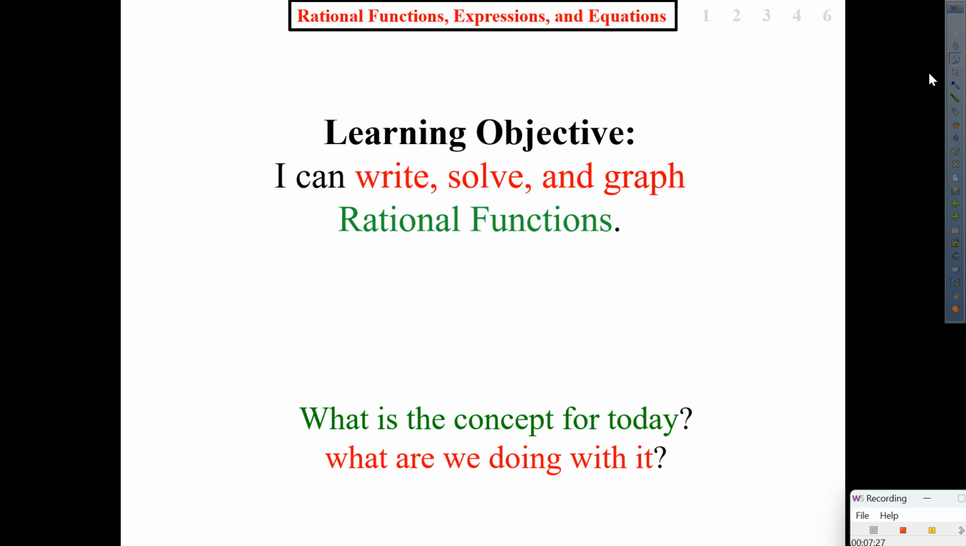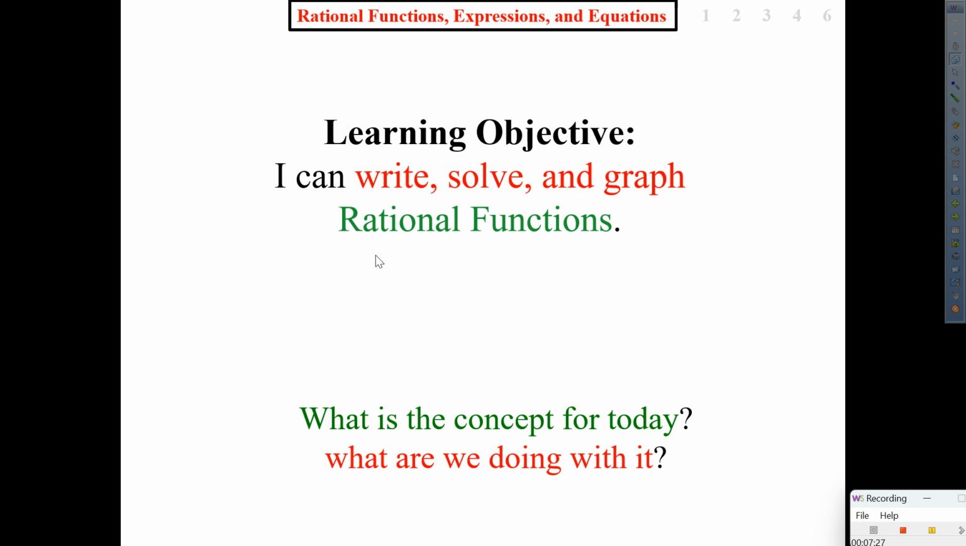All right, here we go. Our objective for today: I can write, solve, and graph rational functions. And like I said, today we're moving on, so make sure you stay focused because it's got a lot of stuff packed in there. All right, here we go.